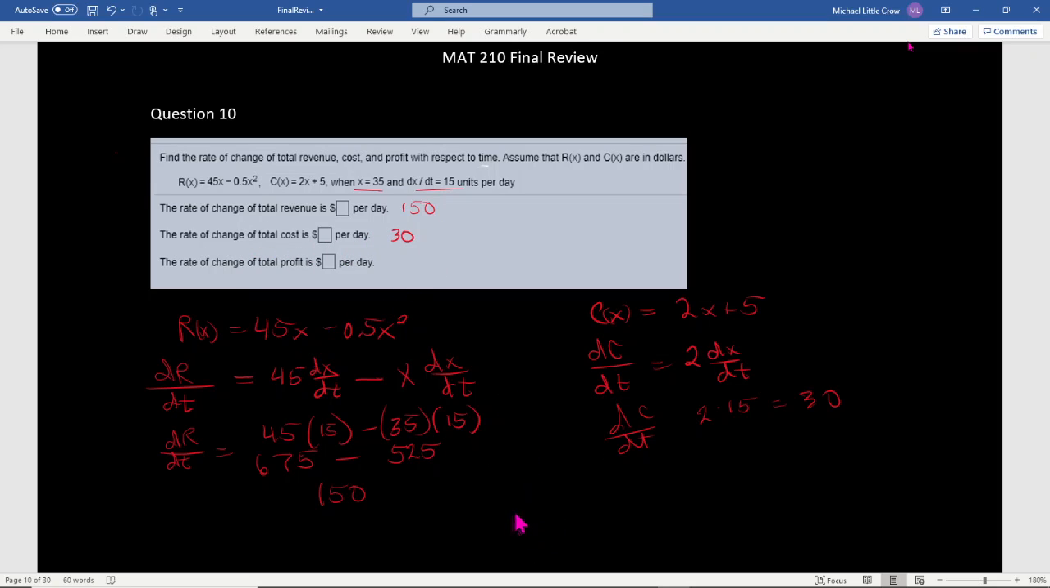And then we know that profit itself is equal to revenue minus the cost, and that stays true when we're talking about the rate of change of total profit. Now you could plug in the formulas and go all through that, but because x has not changed and dx/dt has not changed, the rate of change of the profit is the rate of change of the revenue minus the rate of change of the cost. So 150 minus 30, that looks like about 120.